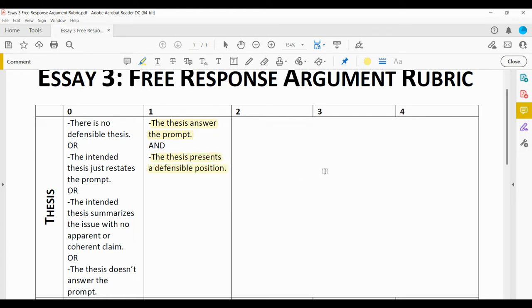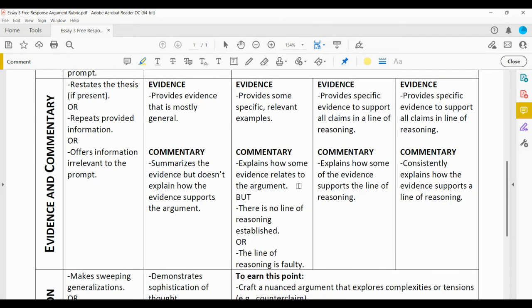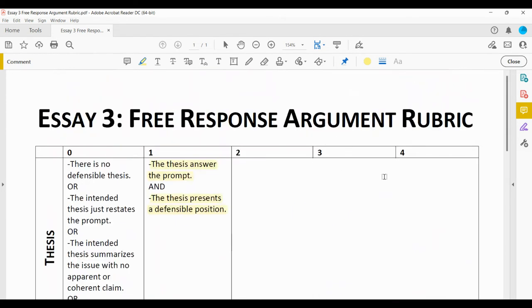Whatever that subject is, the sample prompt that you looked at previously was about the buy nothing day. As long as you respond to the buy nothing day in a way that is defensible, so you're saying it's a good thing, it's a bad thing, it's good, but it's bad, then you are going to earn that thesis point. For evidence and commentary, again, your goal is to earn a 4 or higher.